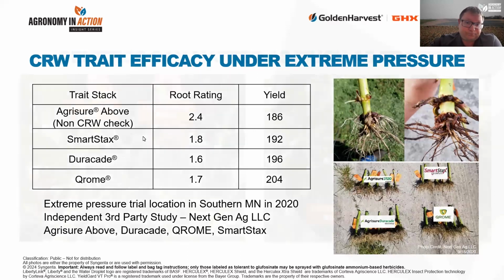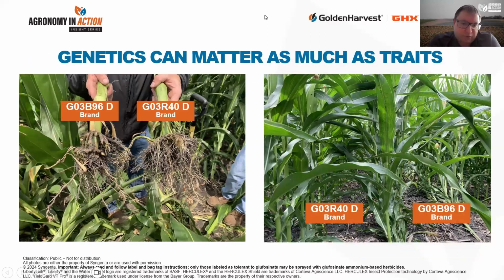One last point on this genetics versus trait. I just think it's important to think about when we have rootworm challenges. This is just two of our own Golden Harvest hybrids here in a large plot in northern Iowa from a couple of years ago where we had very high pressure. And there were hybrids from a number of different trait packages across the industry in this field. If we just looked at that 03B96D hybrid, we might draw the conclusion that Duracade is not working. The reality is there were a lot of other hybrids in that field that had Duracade in them that looked as good as anything else did under that level of pressure.